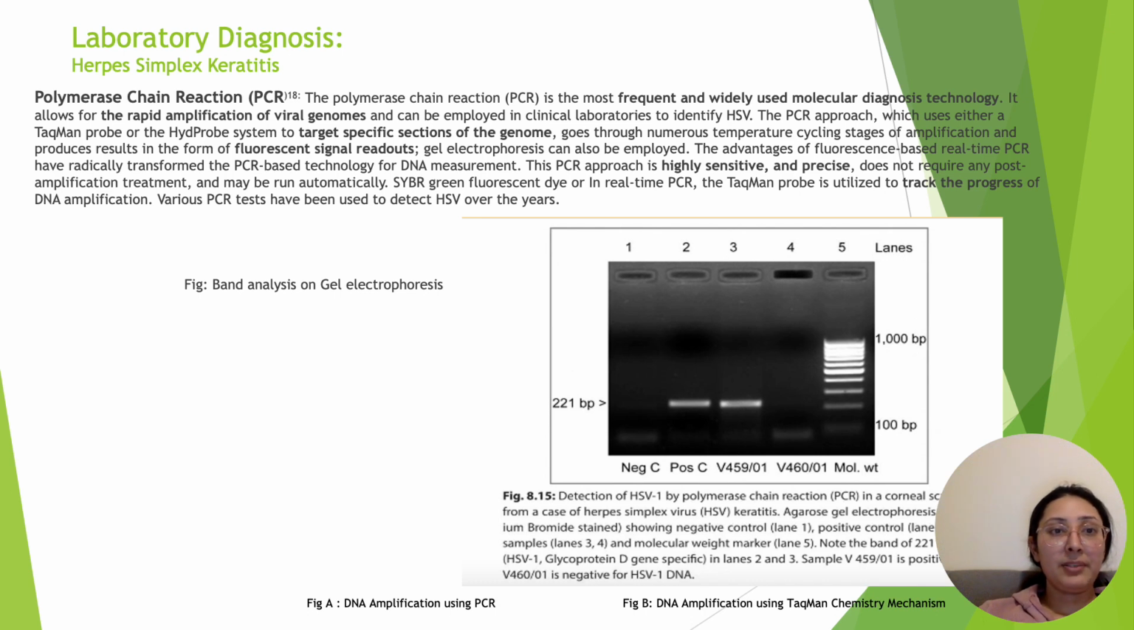So polymerase chain reaction or PCR can be used to amplify the viral genome, and it can target a specific section of the genome using different primers. So basically the TaqMan probe or SYBR Green can be used. SYBR Green shows the fluorescence. This is a really good technique to detect the virus with high sensitivity and specificity. Here we can read the bands by using agarose gel electrophoresis.